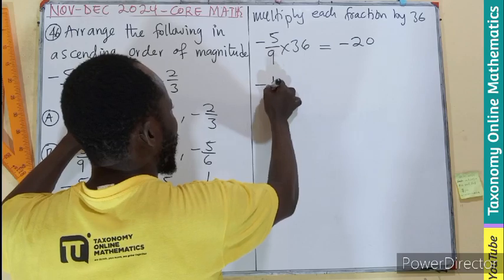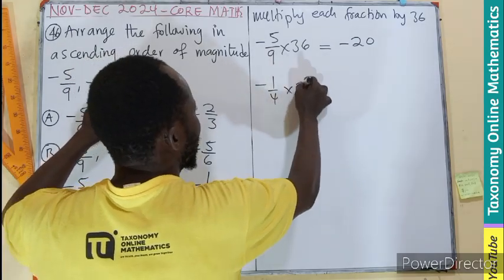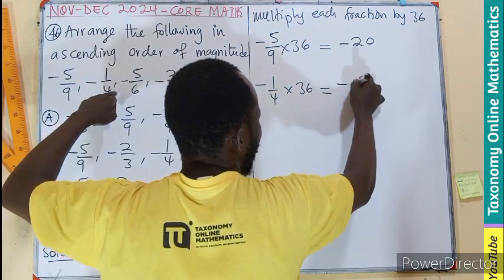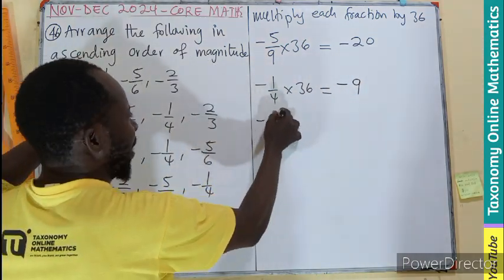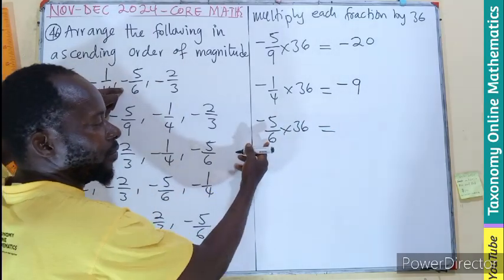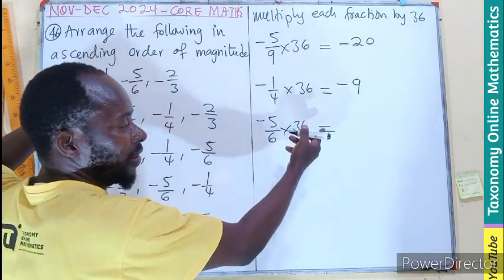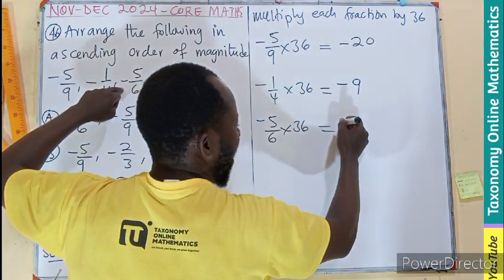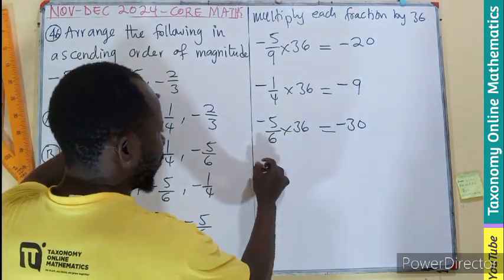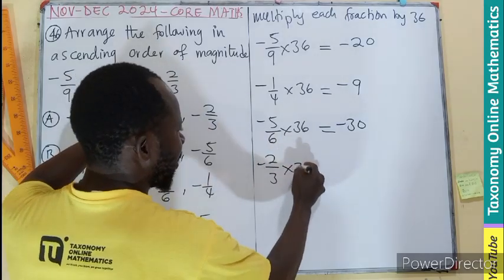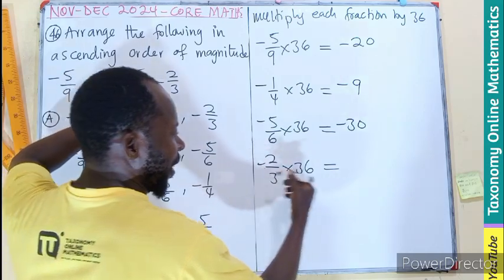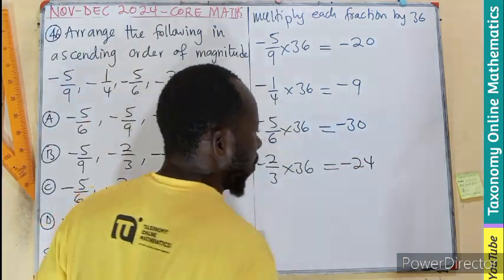We pick negative 1 on 4 times 36. We know 4 goes there 9 times. 9 times minus 1, minus 9. Minus 5 on 6 times 36. We know 6 will go into 36 6 times, 6 times 5, that will be minus 30. Then we are going to have minus 2 on 3 times 36. 3 goes there 12 times. 12 times minus 2, minus 24.